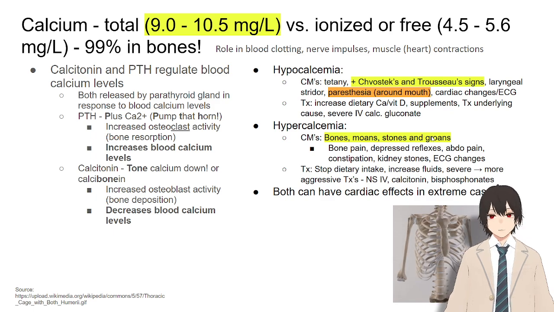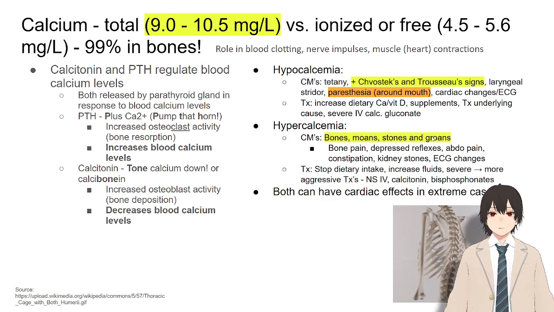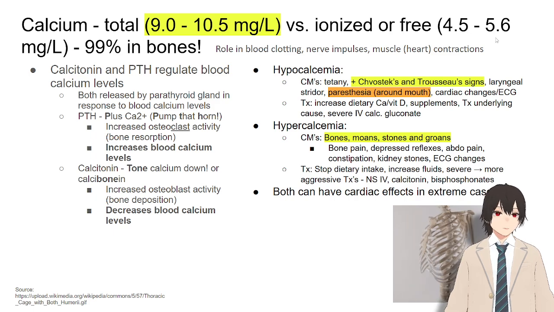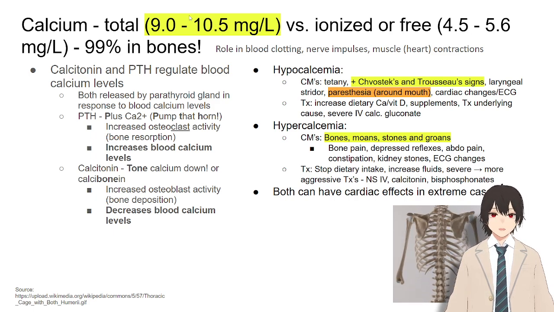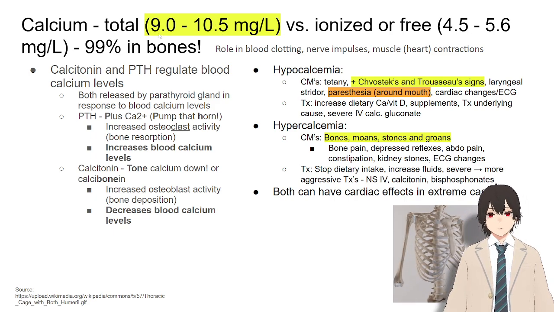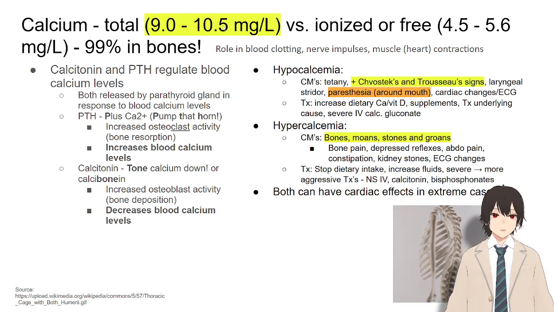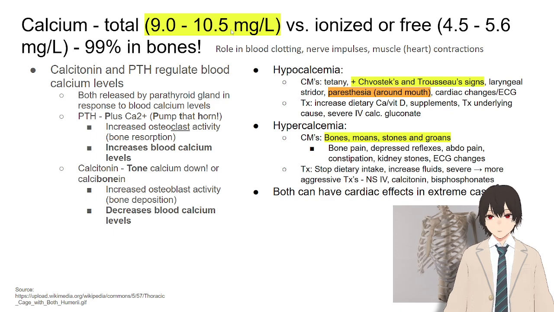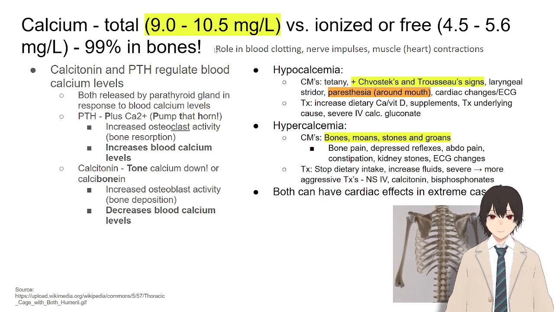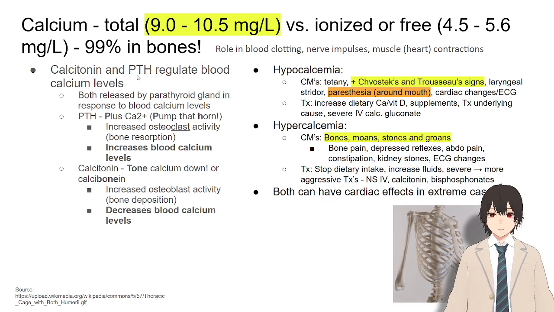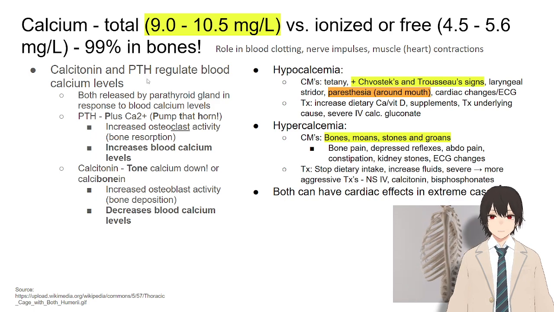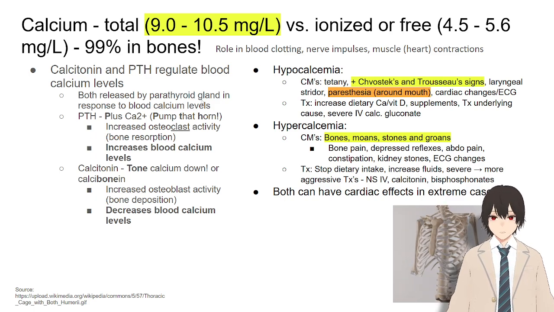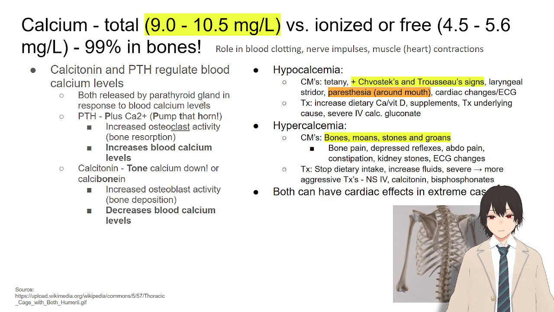Now, the third one we're going to cover today is calcium. It has two ranges here, 9.0 to 10.5 or 4.5 to 5.6. The value that we got tested on the most is 9.0 to 10.5, okay? And there are two hormones that regulate calcium blood levels, calcitonin and parathyroid hormone. They're both released by the parathyroid gland in response to the calcium levels in the blood.